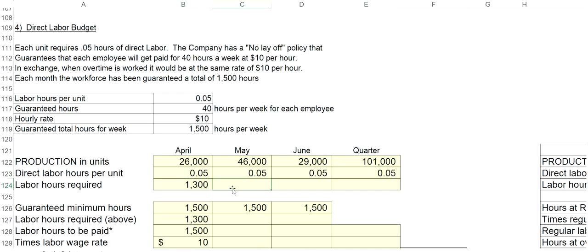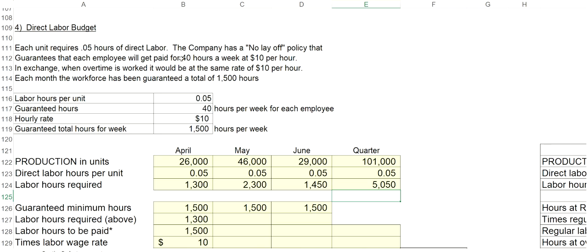Okay, I already did April. I'll do May. I'll multiply 46,000 times 0.05. Do June. And do the quarter. Now, there could be different scenarios. They may pay overtime or they may not. They may have a no layoff policy. In this case, there's a no layoff policy.